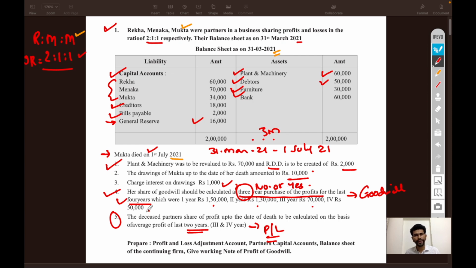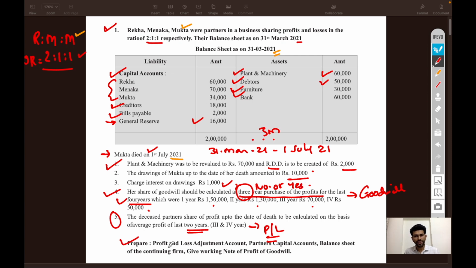70,000 and 50,000. We will first calculate average profit, then we will find the share of Mukta in the profit of firm. Remember, we have to calculate average profit because Mukta died in between of the financial year, so we don't know as of now the actual profit for the year. So we will assume that average profit will continue in next year.